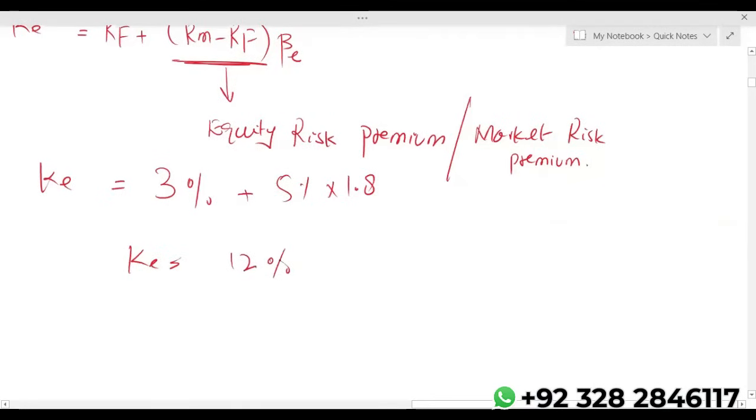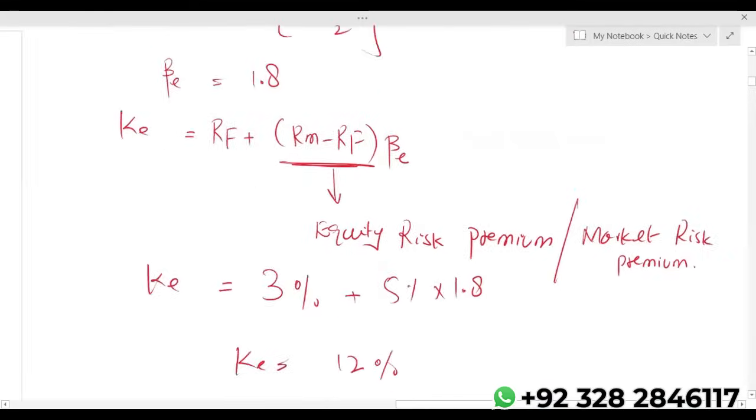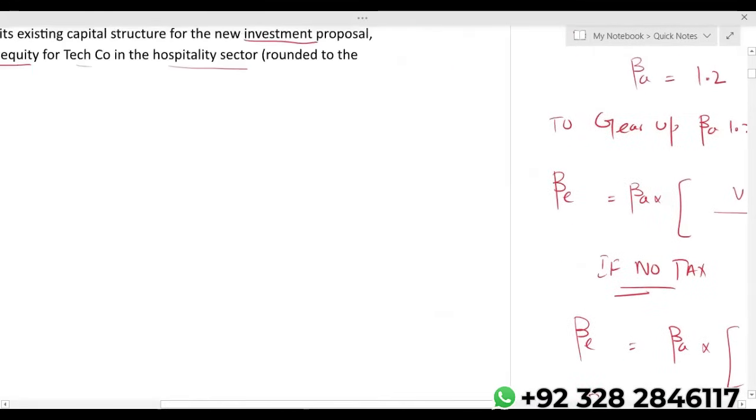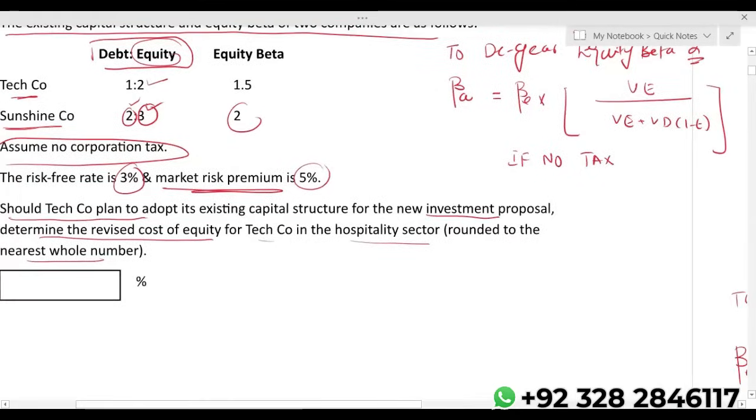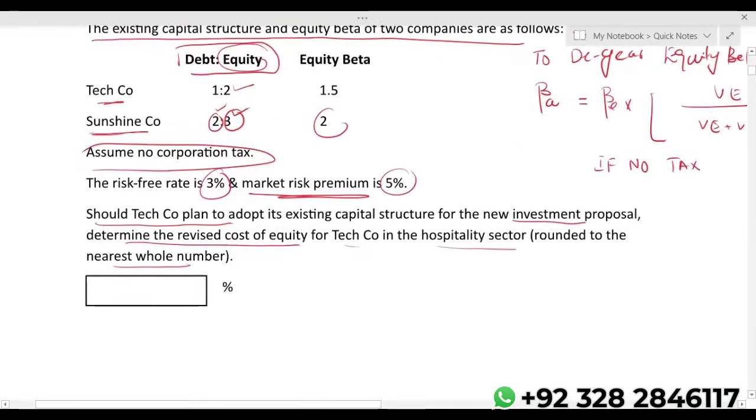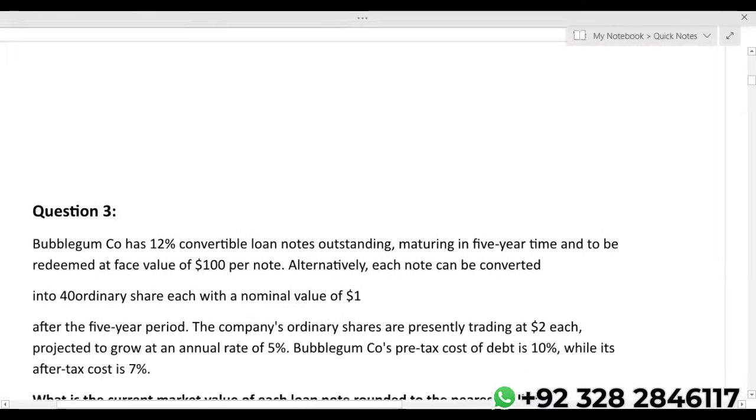So simply in case of diversification, first, we need beta asset of the new industry. Once you have found the beta asset of the new industry, just gear up that beta asset with your own financial gearing. That will give you equity beta, and use that equity beta in CAPM. Logically, the KE which we have calculated, you can say it's a project specific KE.